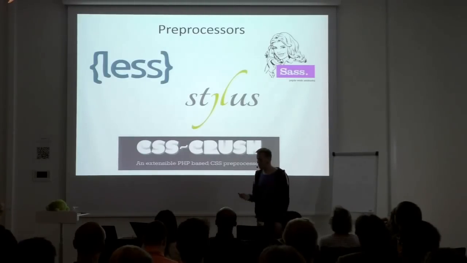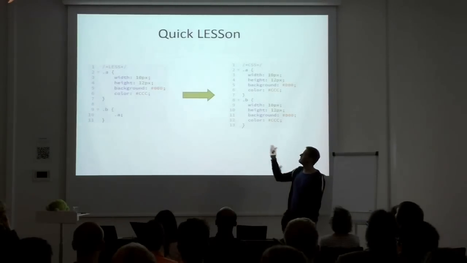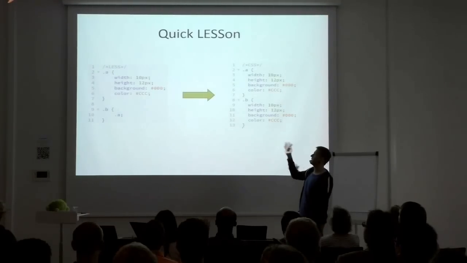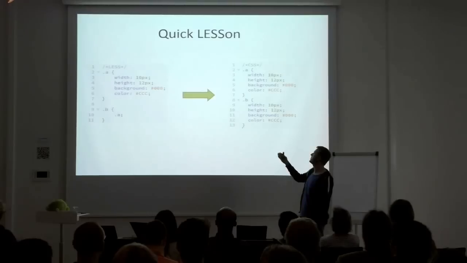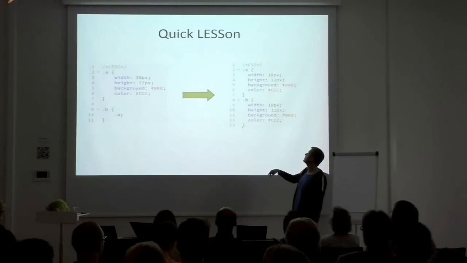If you don't know what a preprocessor is, well, have a quick lesson. On the left, you see an example of how you write Less, where you basically have 2 classes, but you want the same style on both of them. So you just reference the A style in the B, and out comes this.